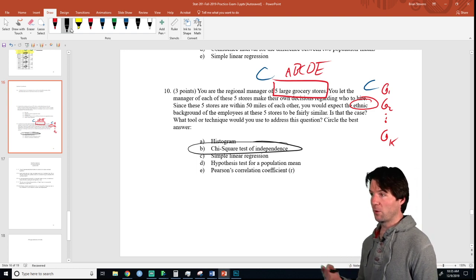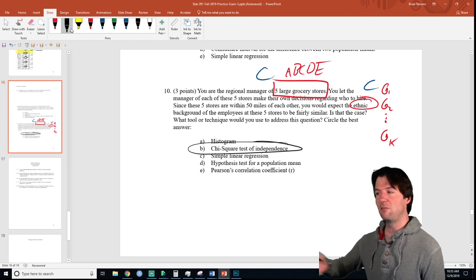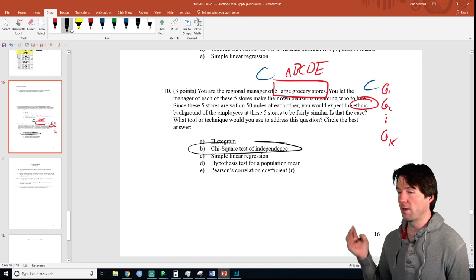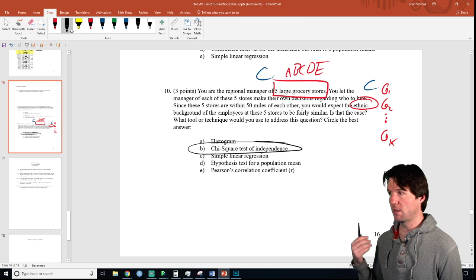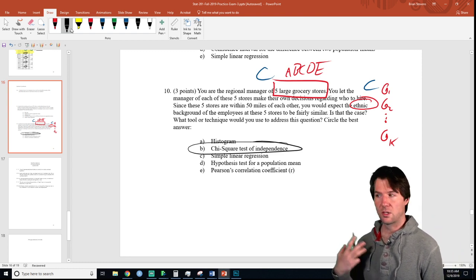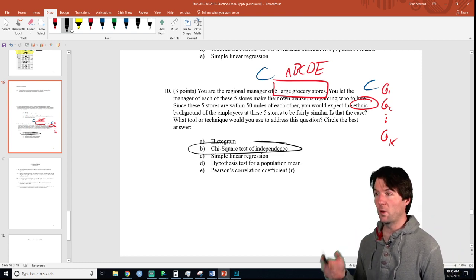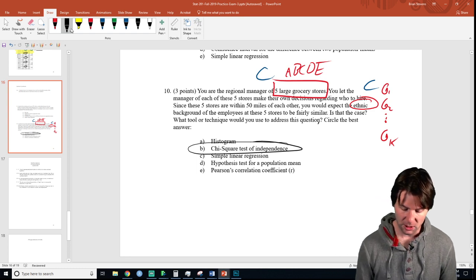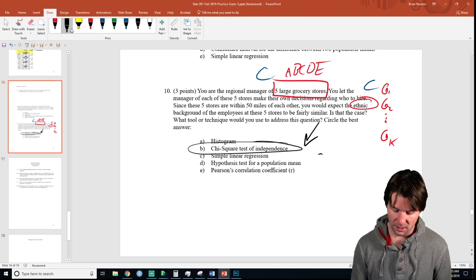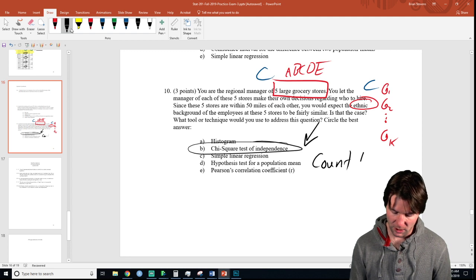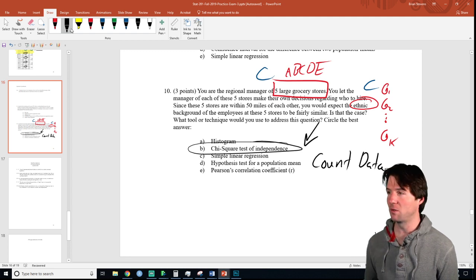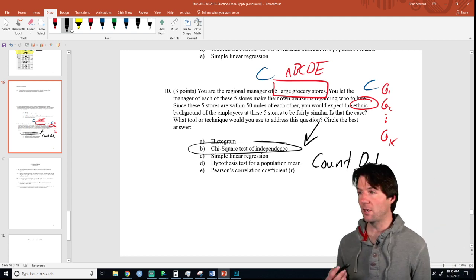This would be different grocery stores, grocery store A, B, C, D, E. I just gave them random letters for their names. And then we also have different ethnic backgrounds, so just different groups of people. So it's categorical, and that is one of the conditions for the chi-squared: count data, which is the literal condition and when we use it. So it's a bivariate analysis.